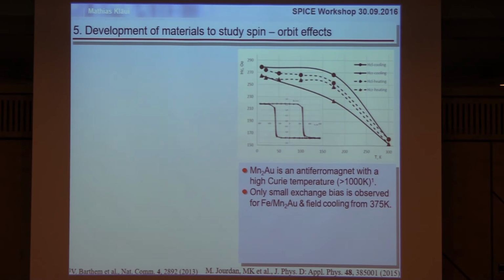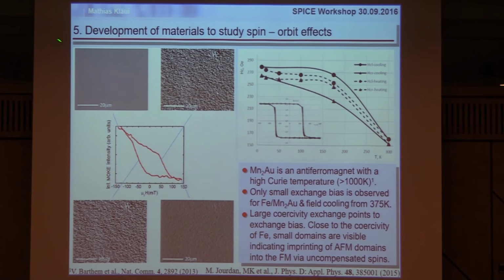Then what you do is you want to check what is the spin structure. And of course, as an antiferromagnet, you cannot directly image the spin structure. So the first thing we did is we put some iron on top, and we look at domain imprinting. So we have thick manganese to gold and a little bit of iron on top. So this was published in this paper here.